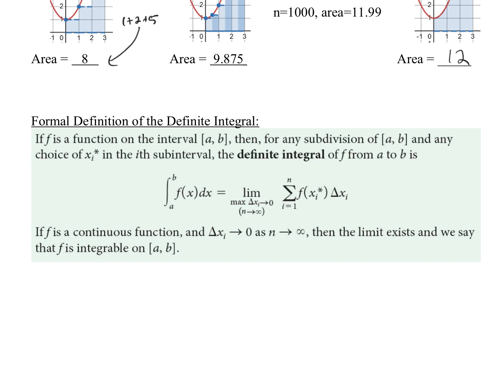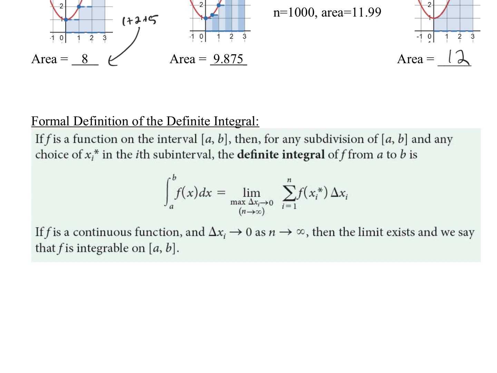What is n? n is the number of rectangles, and we want to consider what is the limit as the number of rectangles approaches infinity. Now, the implication here is that when you allow the number of rectangles to approach infinity, the width of your rectangles would start to approach 0.